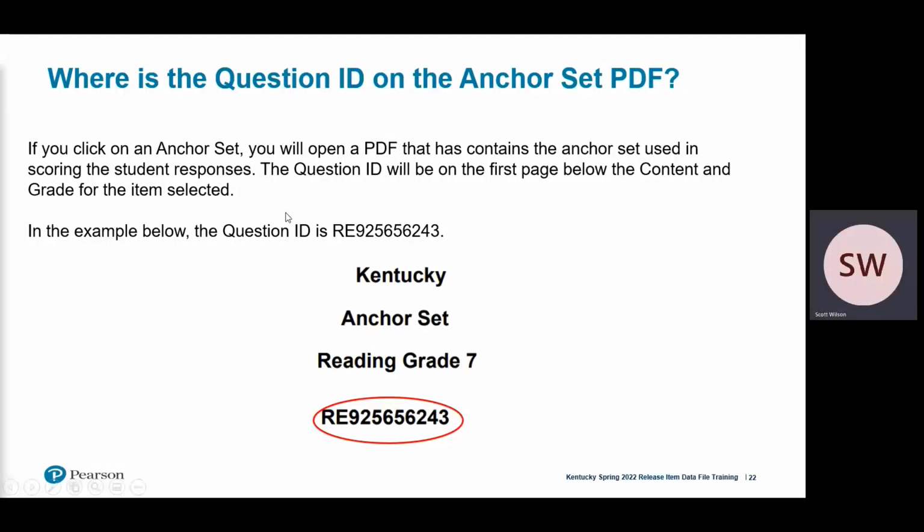So the anchor set, when you click on anchor set, it's going to open a PDF that contains the anchor set used in scoring the student responses. The question ID or item number, again, those are the same, will be on the first page below the content and grade for the item selected. In the example here, the item number is RE925656243. Again, this will match the question ID on the data files.